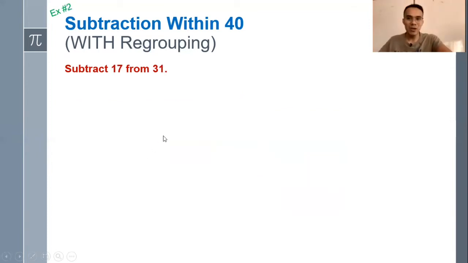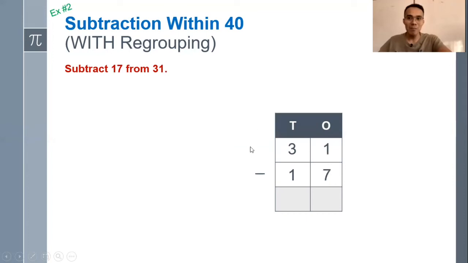Let's have example number 2. Subtract 17 from 31. First, let's make a place value chart and write numbers 31 and 17 in the place value chart properly. We have here 31 and 17. Next, we are going to use the base 10 blocks to show number 31.